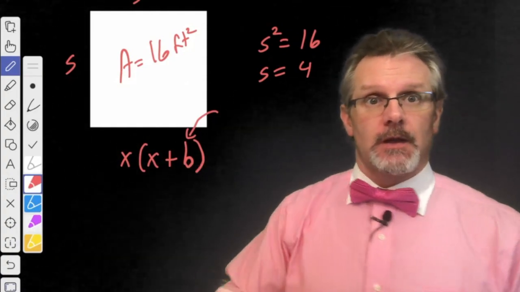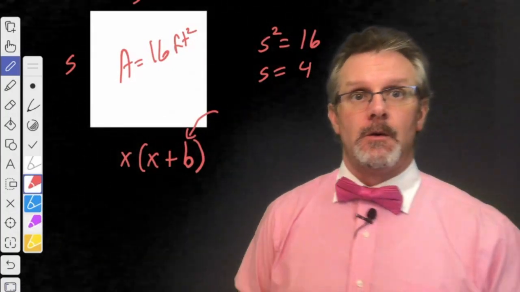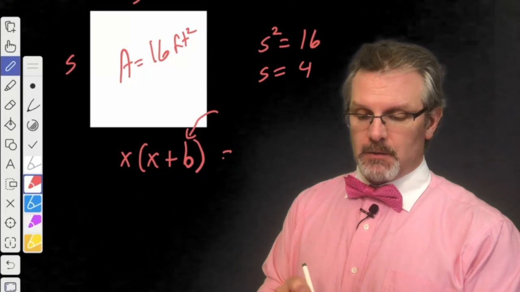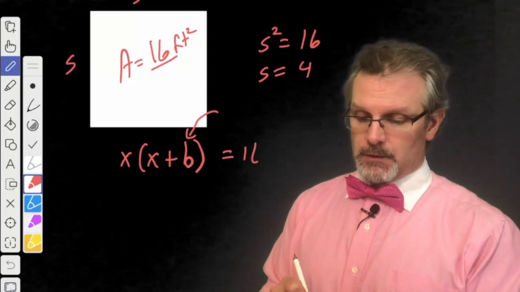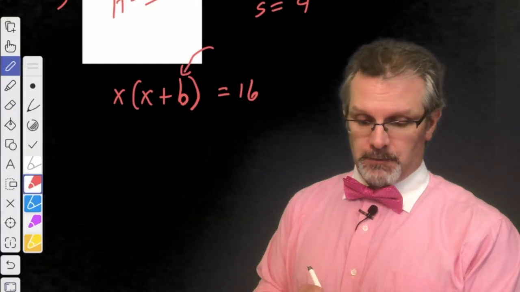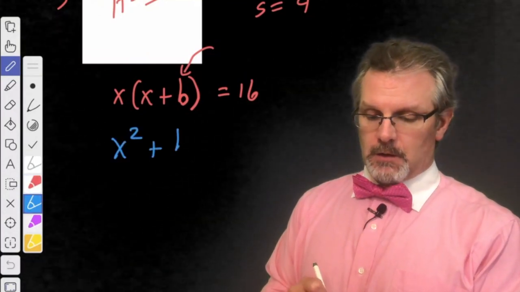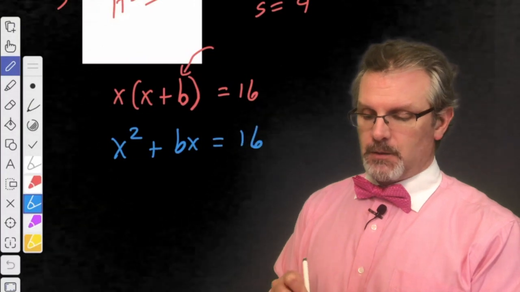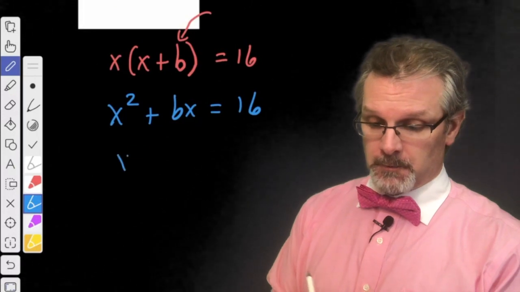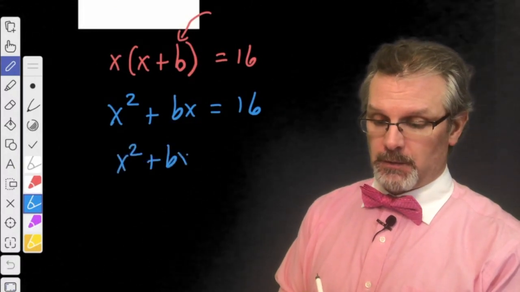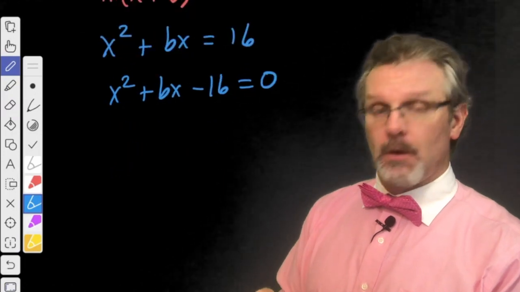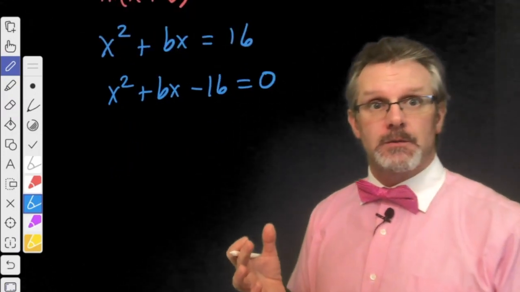B is the additional length that we're adding to this. B is going to be our additional length, and instead of being equal to 48, it's now equal to 16, because we're talking driveway logos this time. So x squared plus bx equals 16. Remember, b is that distance that we're adding in. x squared plus bx minus 16 equals 0. So this is how we're going to end up solving this one.